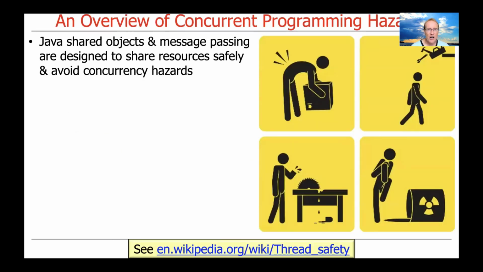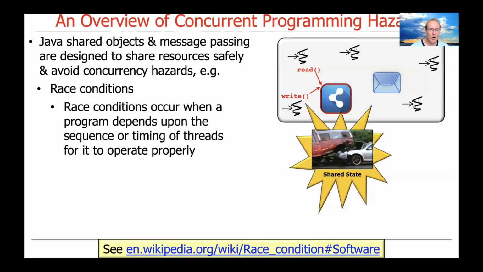So these shared objects and message passing mechanisms are designed to share resources safely if you use them properly and avoid various types of concurrency hazards. And as you'll see, there's a bunch of things that can get you into trouble. So probably the most common example is something called a race condition. A race condition occurs when a concurrent program depends on the sequence or the timing of the threads in order for it to operate properly.